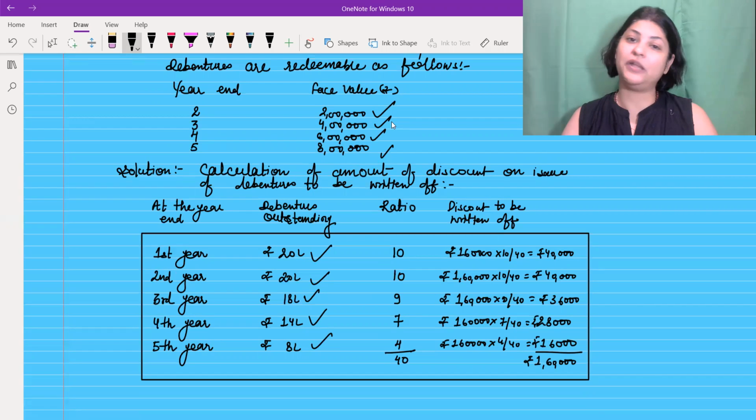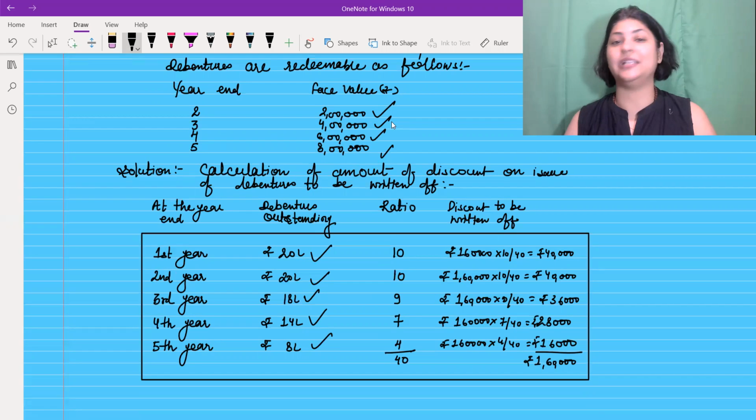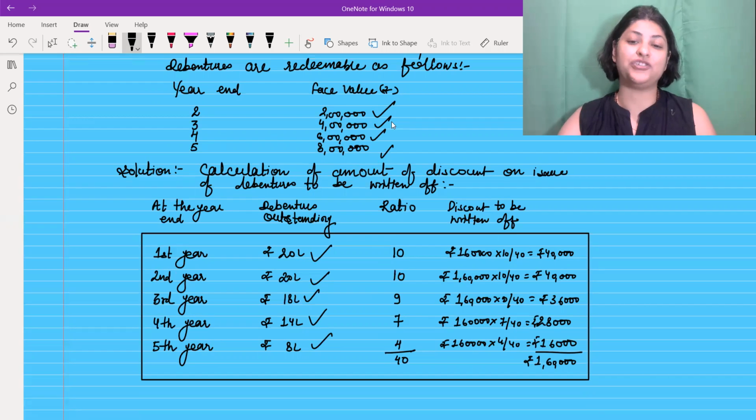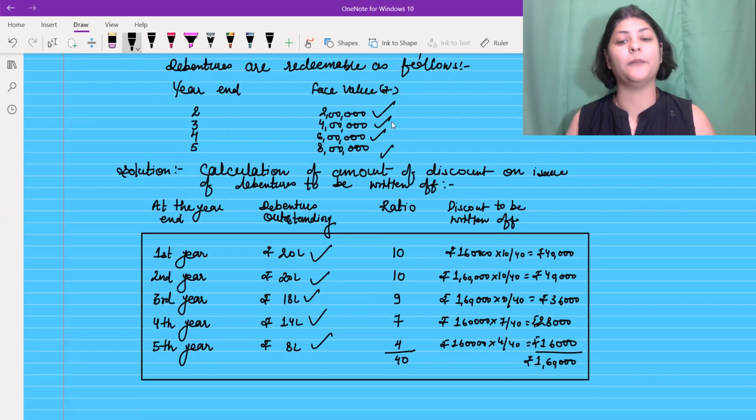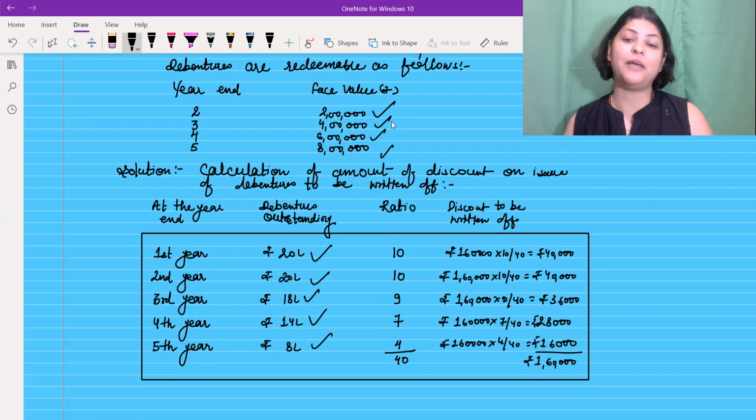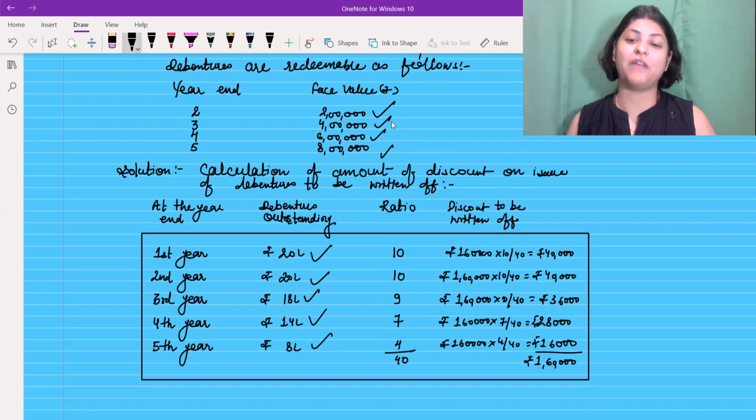Now the making of the ratio is the same as the previous one which we did. We have simply written these numbers in ratio format by simplifying them, dividing them by some smaller number, which came to 10, 10, 9, 7 and 4, and the total became 40. Now this 40 is your denominator, and the ratio written here becomes your numerator. So 1,60,000 into 10 by 40, 1,60,000 into 10 by 40, 9 by 40, 7 by 40, 4 by 40.